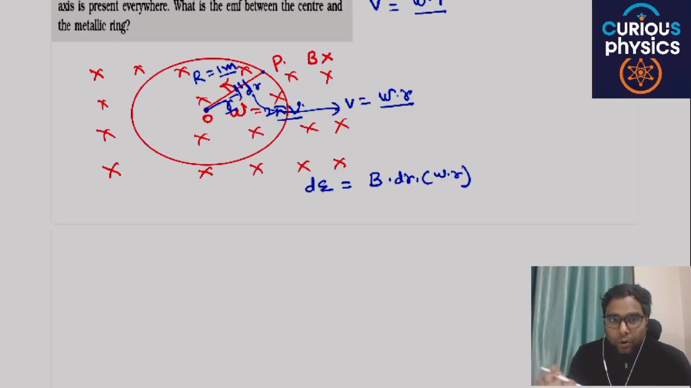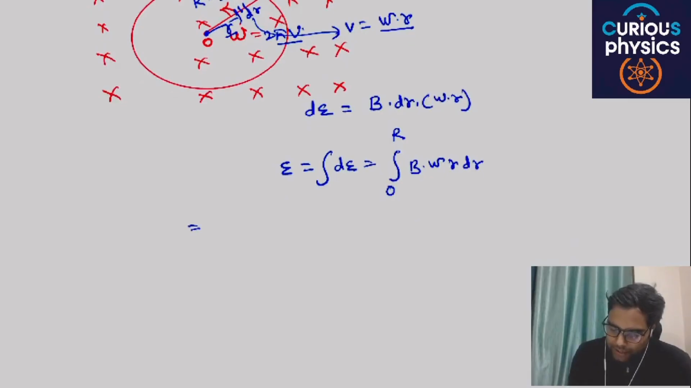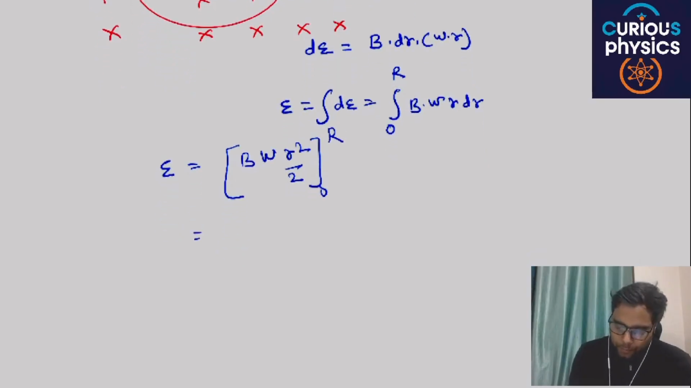Now you have to find the value of induced EMF from O to P. E is equal to the integration of dE, integrating from 0 to r, because r is changing, of B omega r dr. After integrating this, you get induced EMF equal to B omega r square by 2, from 0 to r. Are you able to understand my point or not? After applying the limits, you will get B omega r square by 2.